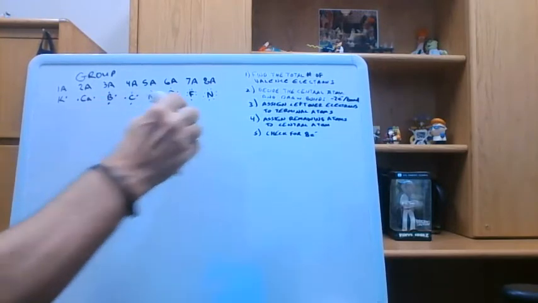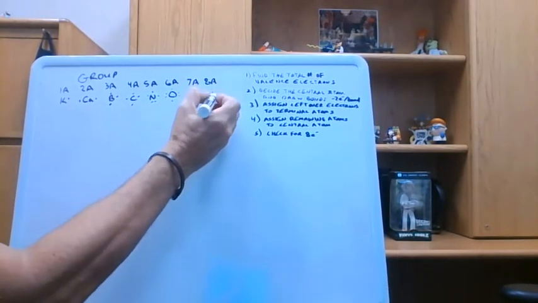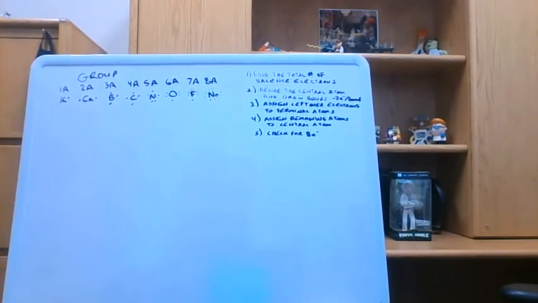Oh, looks like a little error there. This is actually neon, our noble gas, and they have 8. Right, so they have 8 valence electrons, and that's what again makes the noble gases so stable.